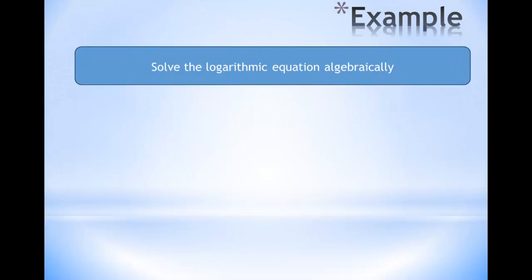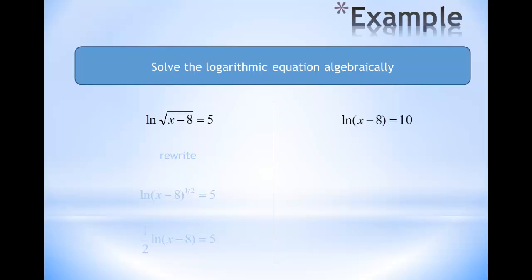Let's do a logarithmic equation here. Ln of the square root of x minus 8 equals 5. Let's rewrite that with an exponent. I can bring that exponent down to the front, and then I want to isolate the ln, so I'm going to multiply both sides by 2. So I get ln of x minus 8 is equal to 10.